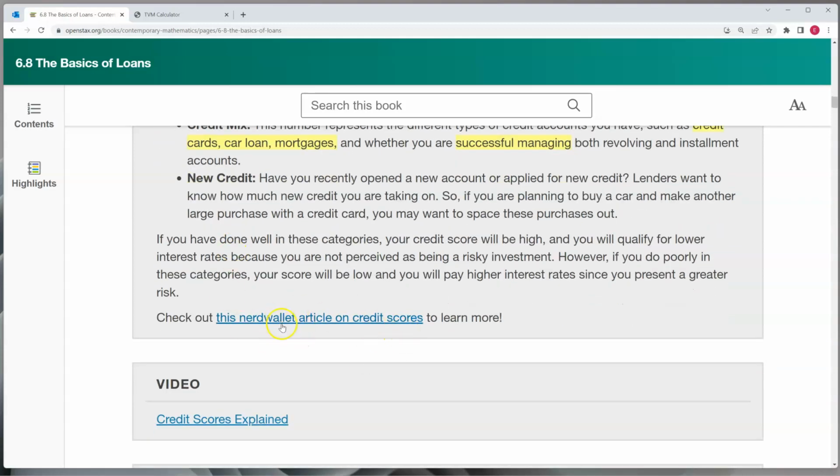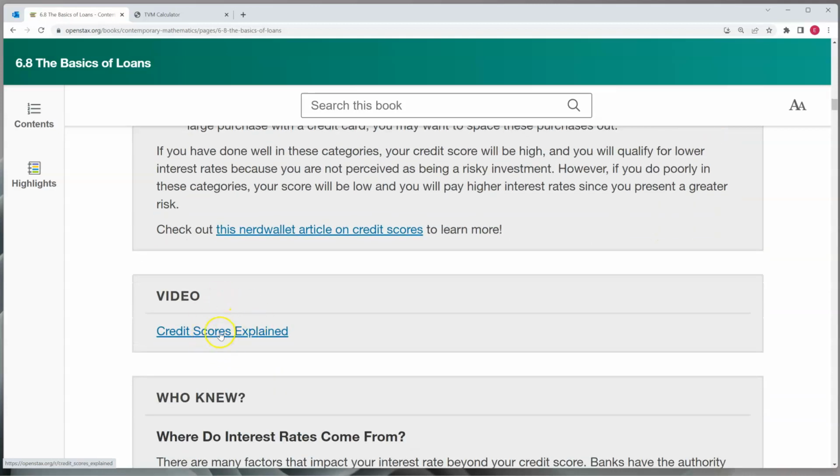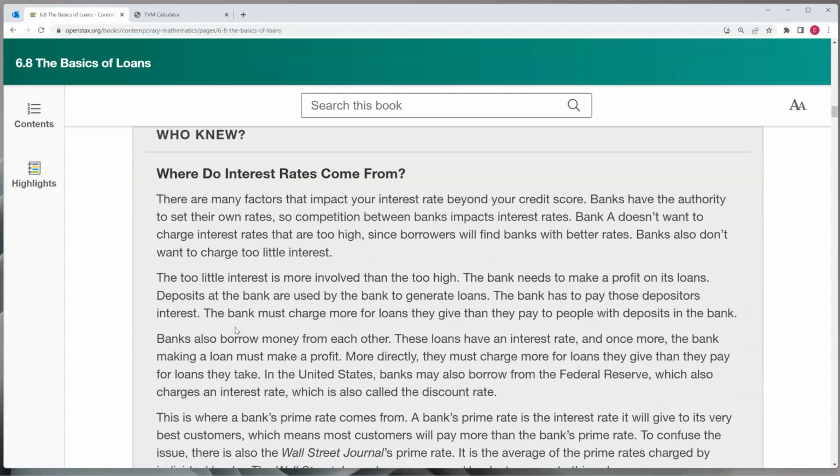Again, there are some nice articles out there. This is one from NerdWallet. I've used NerdWallet in the past and like to read their articles. And of course, this video in the textbook about credit scores does a really good job of going more in detail than I'm going to do here, so I advise you to head on over and watch that video.